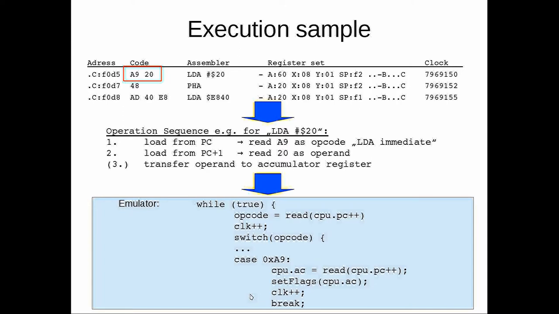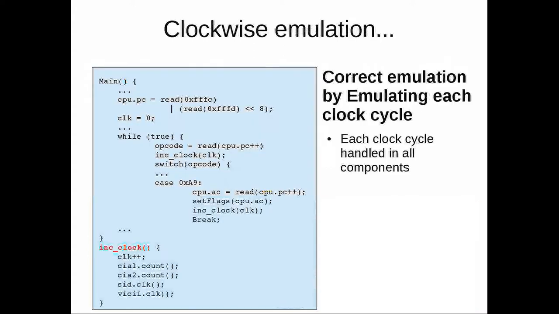So this is a kind of clockwise emulation. But in a real system, we don't only have the CPU, we also have the other subsystems that we have to take care of. In the C64, for example, we have the two CIAs, complex interface adapter, with two timers each. We have the sound interface device, and we have the video chip, the VIC-2. So every time we need to increase the clock cycle, we need to take care of all those subsystems as well, and need to tell them, okay, we're one cycle further.